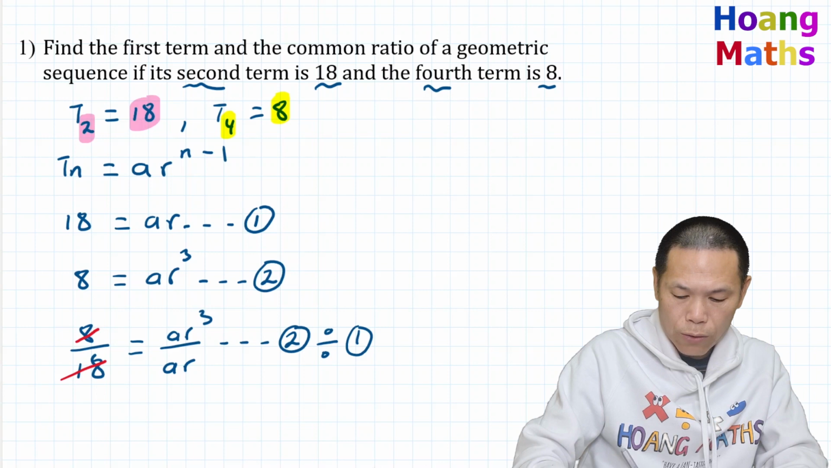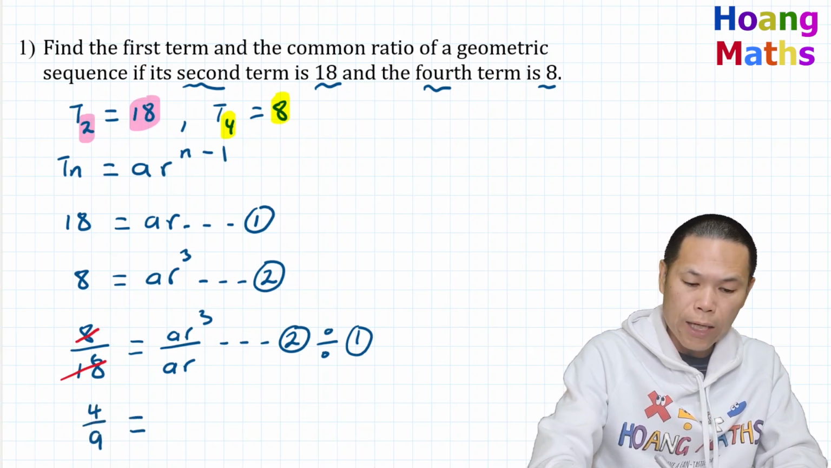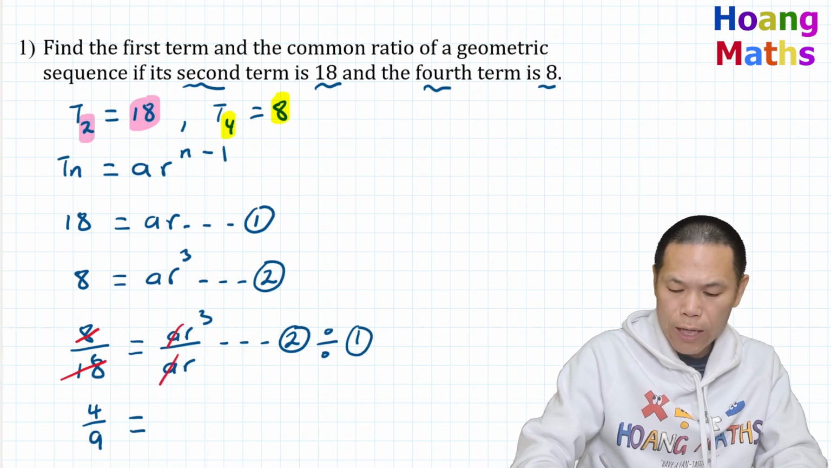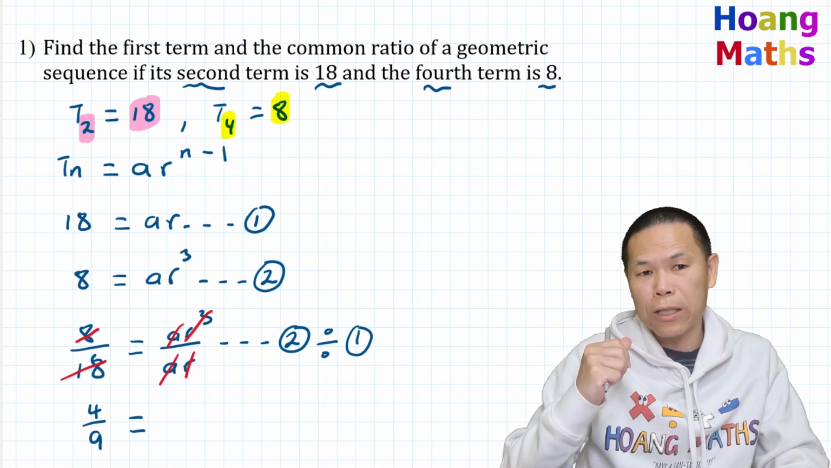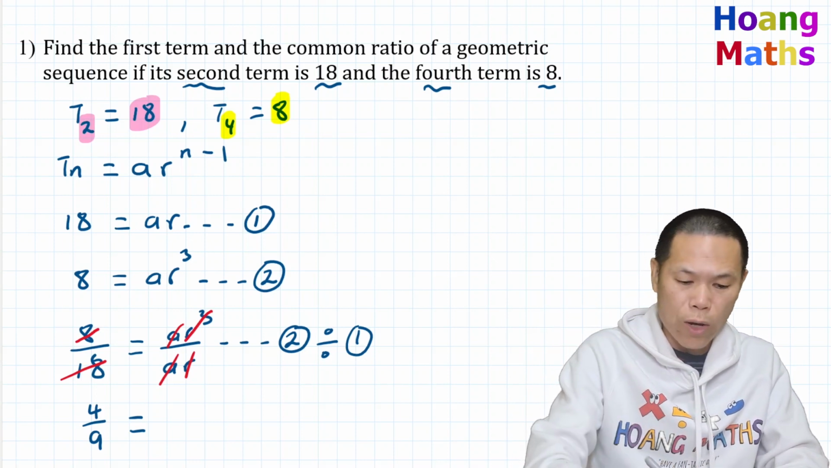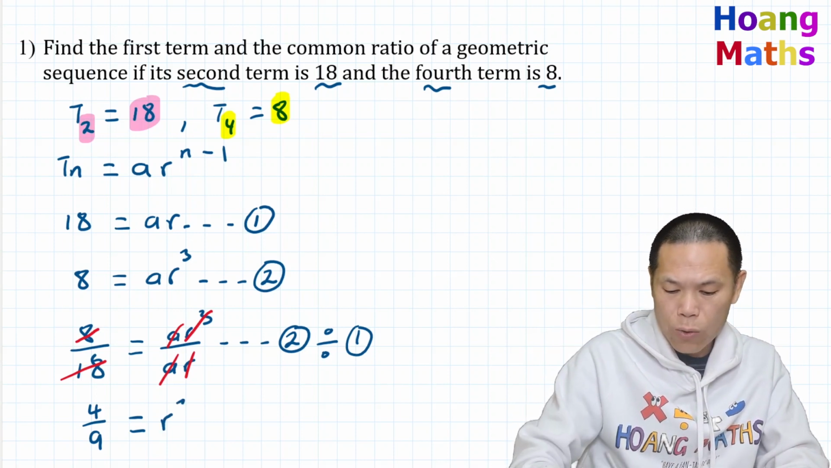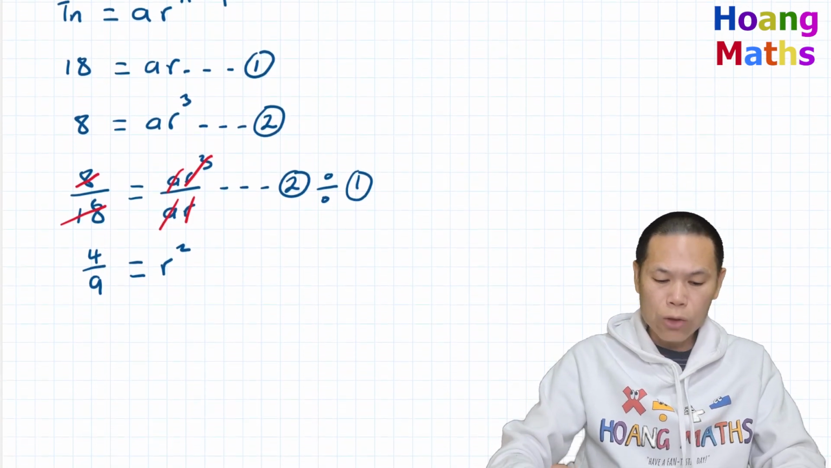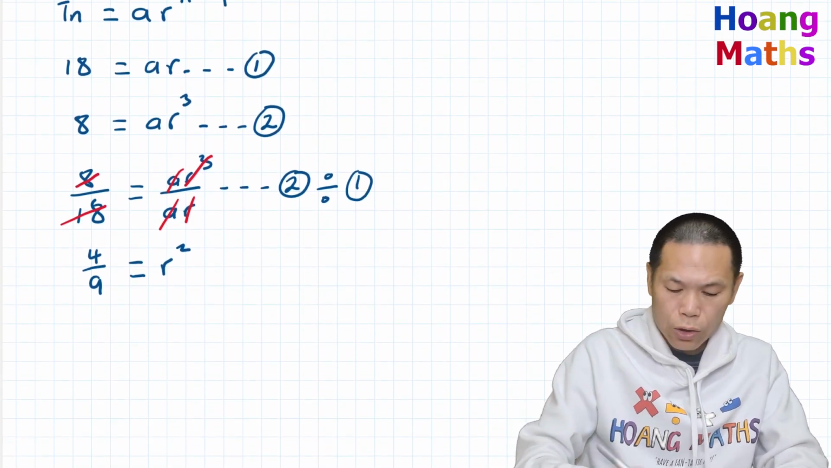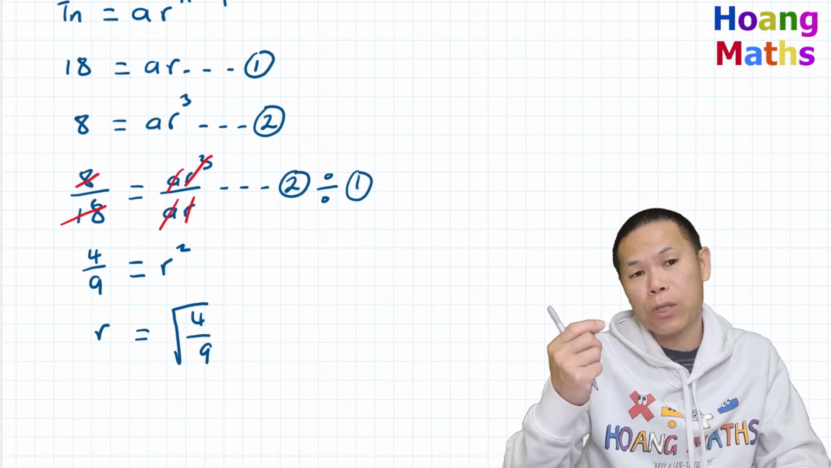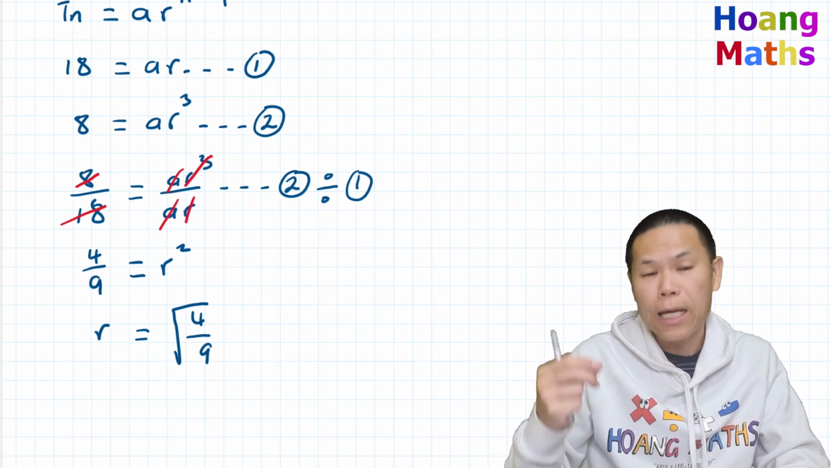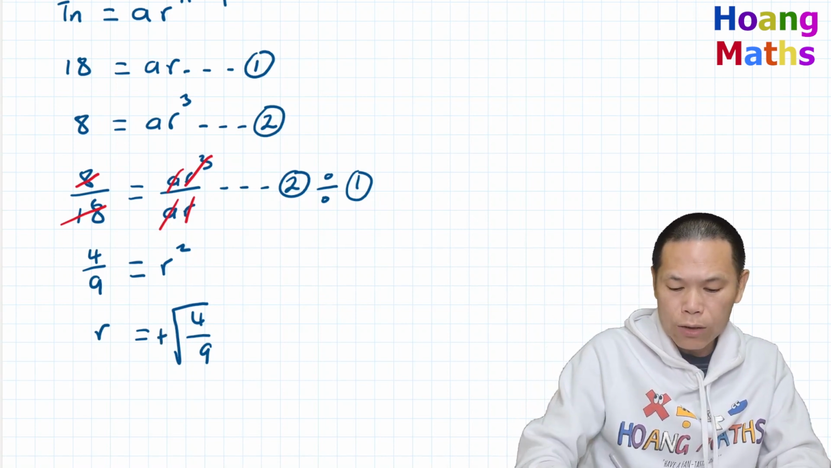So 4 over 9 is equal to, the A here cancels out, and R power of 3 divided by R. That means 3 minus 1 is 2, so we are left with R squared. Now I square root both sides. This means that R is equal to square root of 4 over 9. And don't forget, every time we square root a number, we should have a plus and a negative. So this is plus or minus.